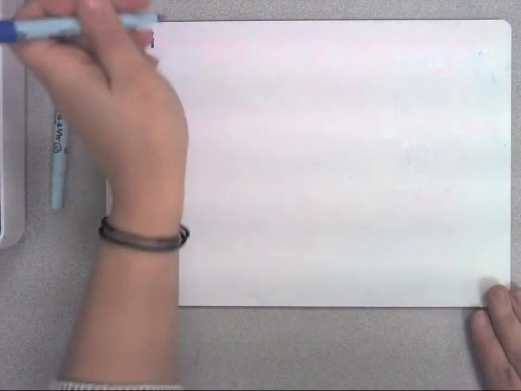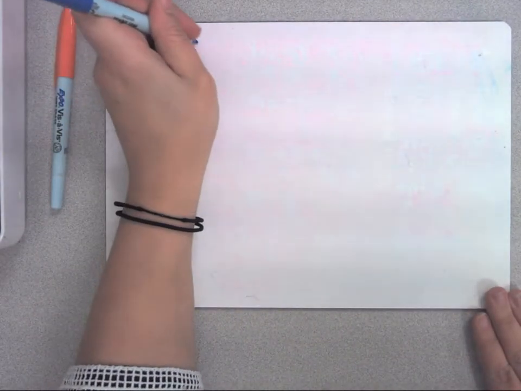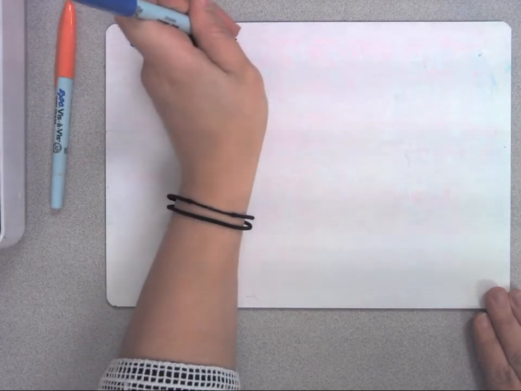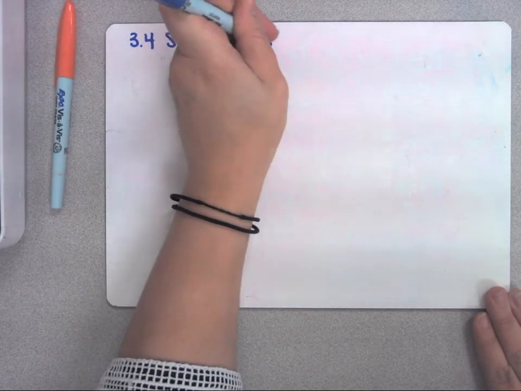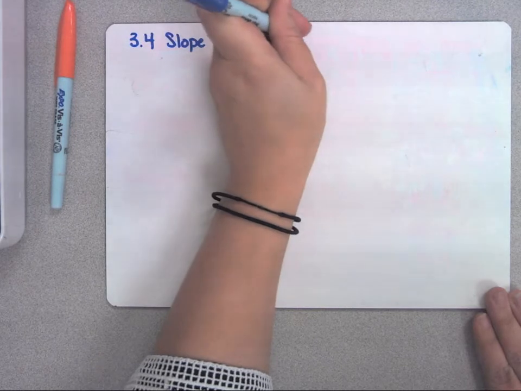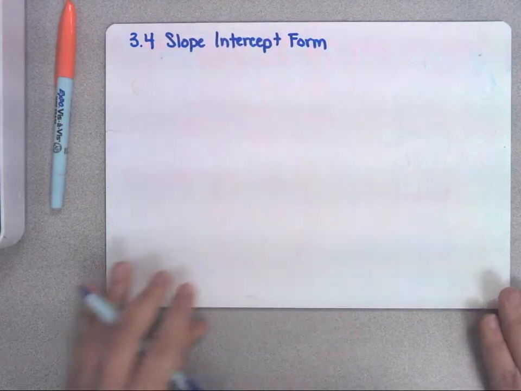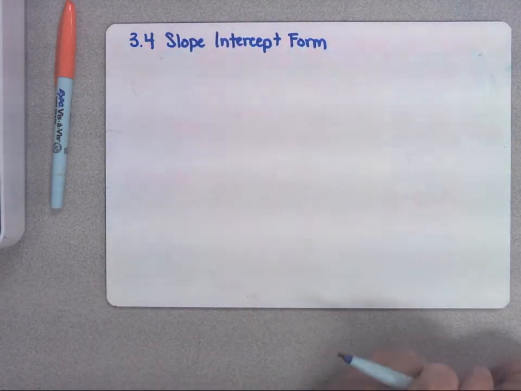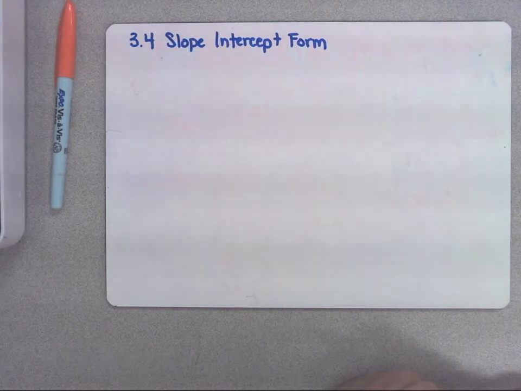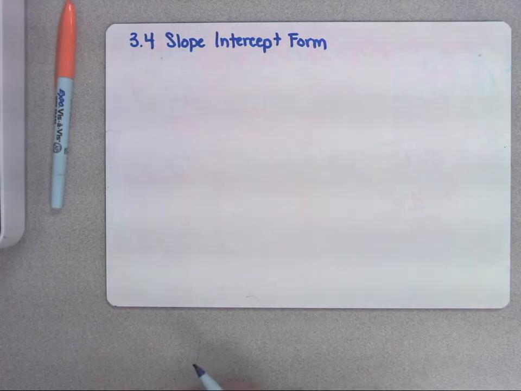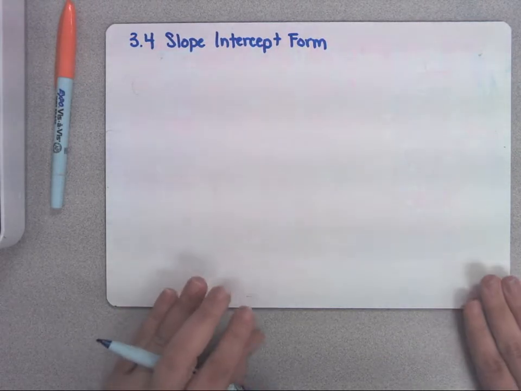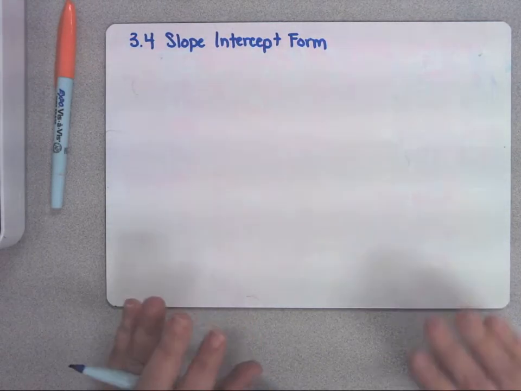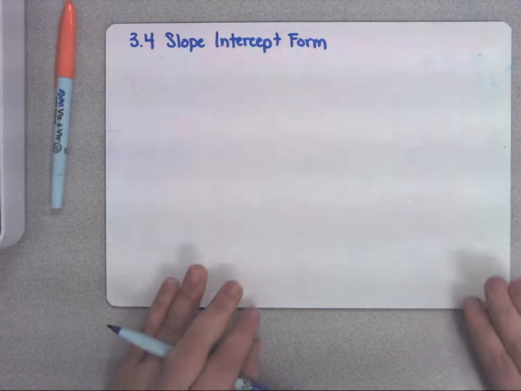The title is Slope, Intercept, Form. So the reason we learn slope is so then we can use it in an equation to graph. This is what you probably remember doing in middle school. Okay, that's probably why you don't remember how to do slope. It just kind of all mushed together in your mind.